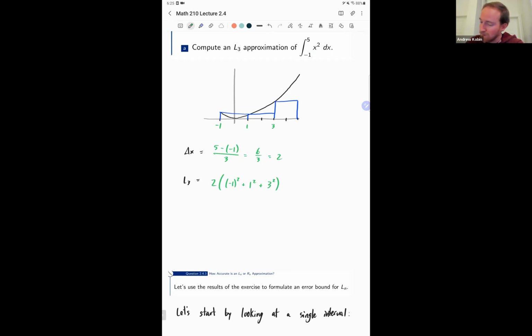So this is hopefully the easy, maybe even fun part if you like to race yourself like I do. So -1 squared, that's 1, 1, and 9 inside the parentheses. So I have 9 plus 2 more is 11, times 2 is 22.